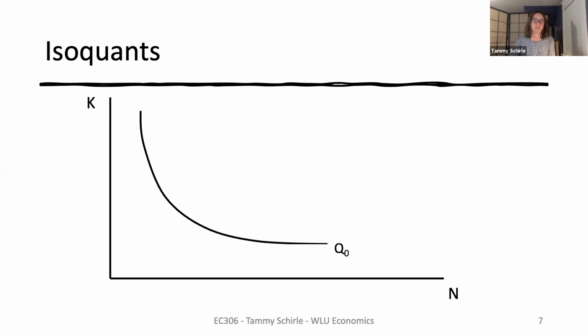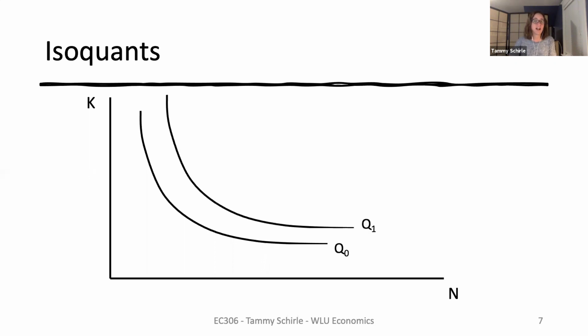The isocost lines will help us describe the cost minimization part of the firm's problem, but we also need to account for the level of output the firm wishes to produce. For this, we introduce the isoquant, which shows the combinations of capital, K, and labor, N, that can be used to produce a given level of output, Q0.